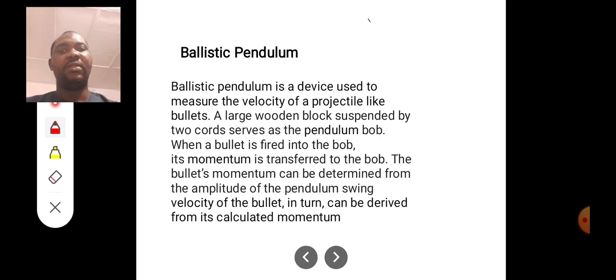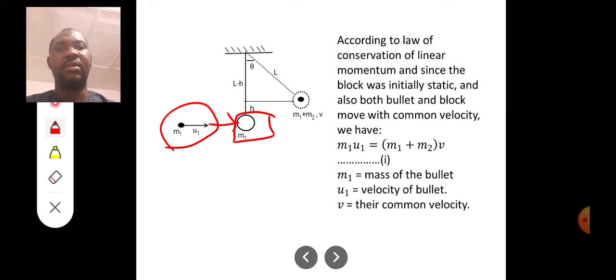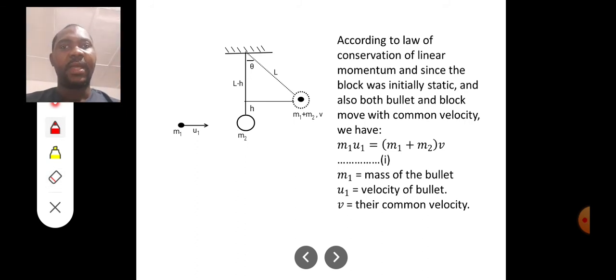Okay, so the velocity of the bullet in turn can be derived from its calculated momentum, and this is exactly it here. Look at the block here. So the bullet, this is the bullet fired into the block, and then when that happens, it gains a new position. It transfers its momentum to the block. Okay, so that is exactly what we have.